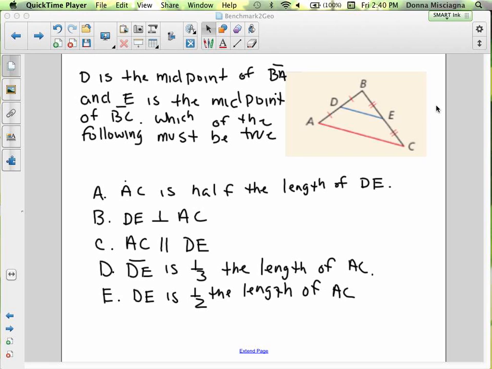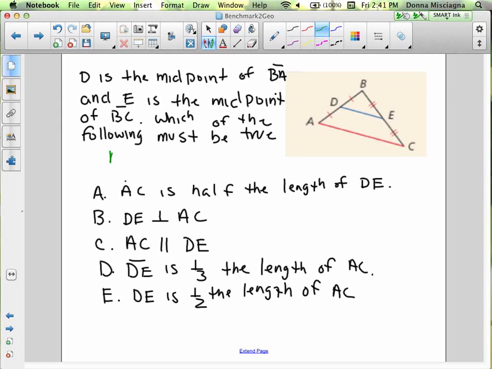D is the midpoint of BA and E is the midpoint of BC. Which of the following must be true? Well, we know if it goes from midpoint to midpoint, it's a midsegment. And we know some things about midsegments. We know that the midsegment is parallel to the opposite side. So we know DE is going to be parallel to AC. We also know that DE, the midsegment, is equal to half the opposite side, or you can think of it the other way.